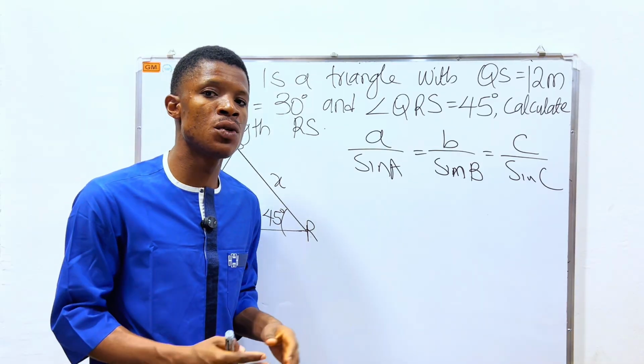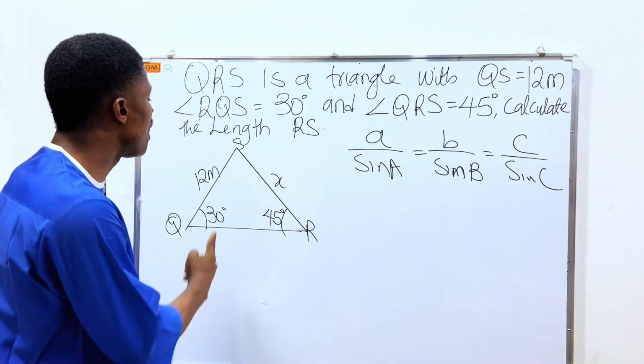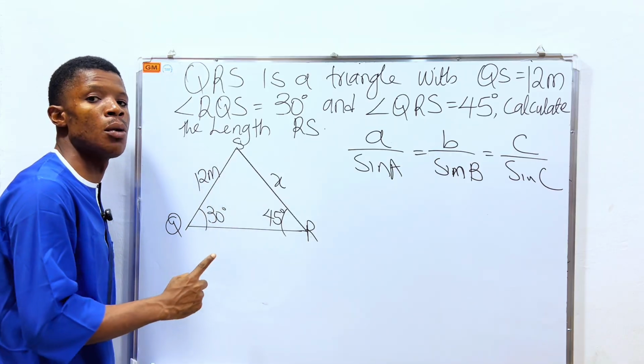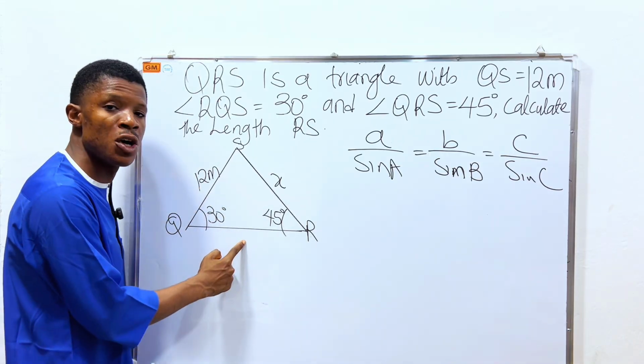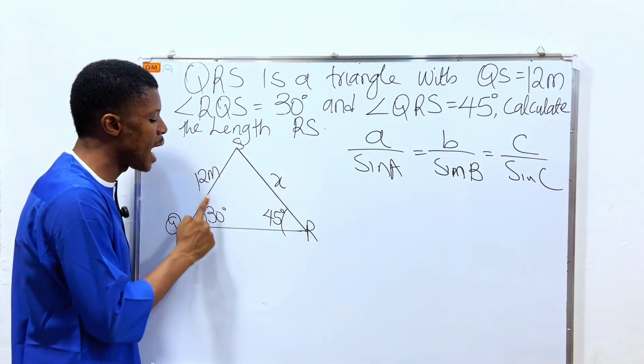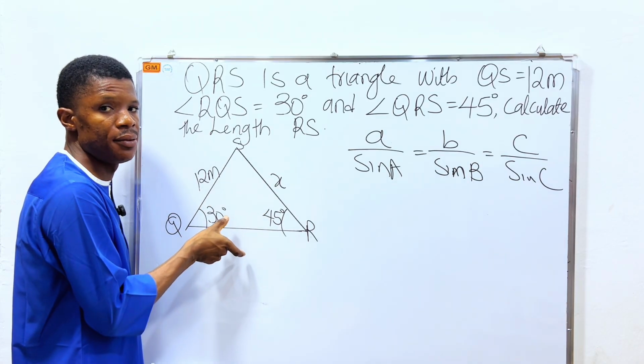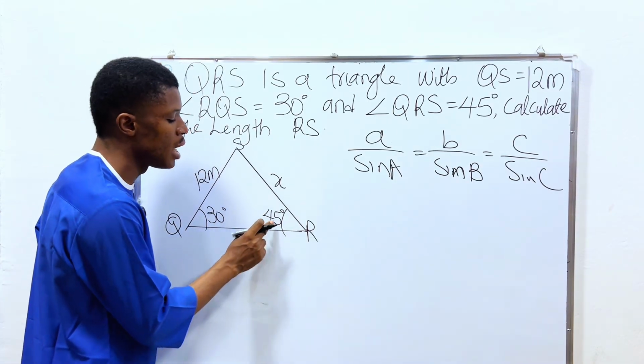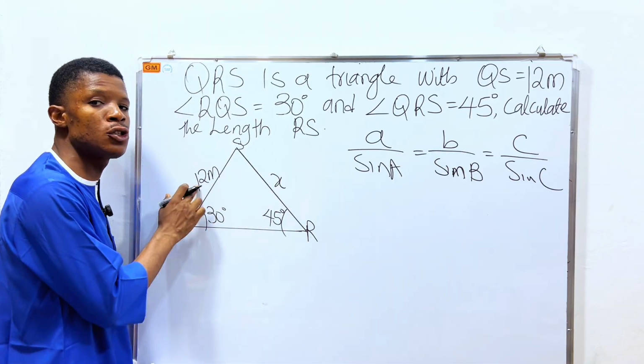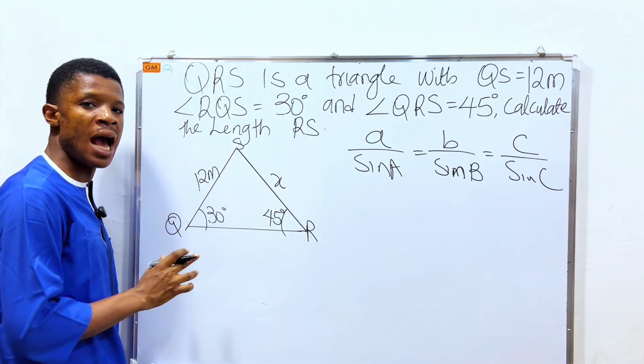It works for acute and obtuse angled triangles. One length and all the angles must be given. Two sides must be given, and the angles that are opposite to the sides. Or two angles and one of the sides opposite to one of the given angles.